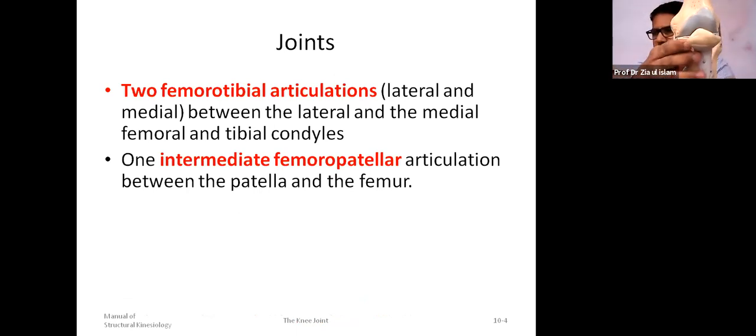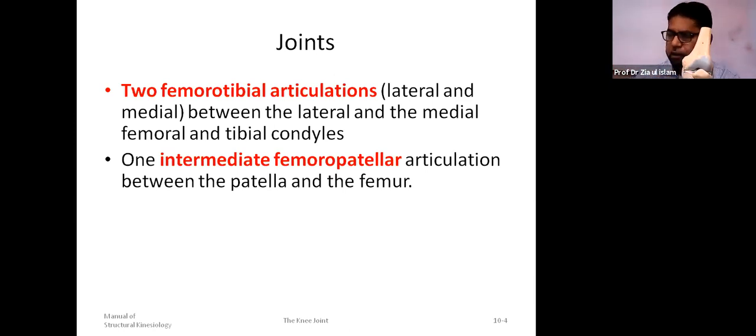ये देखिए ये जो है ना ये femoropatellar है. अगर आप देखिए, patellar surface of the femur है, इस पे आके patella attach करता है the patellar surface of the femur, forming the femoropatellar articulation between the patella and the femur. So 1, 2, and 3 basically.